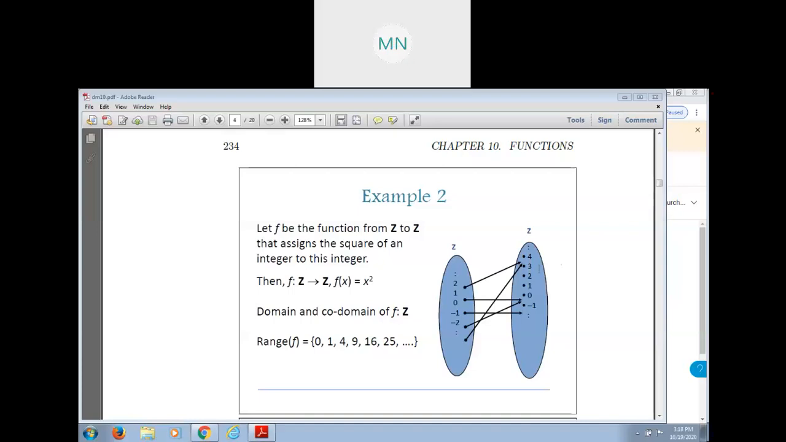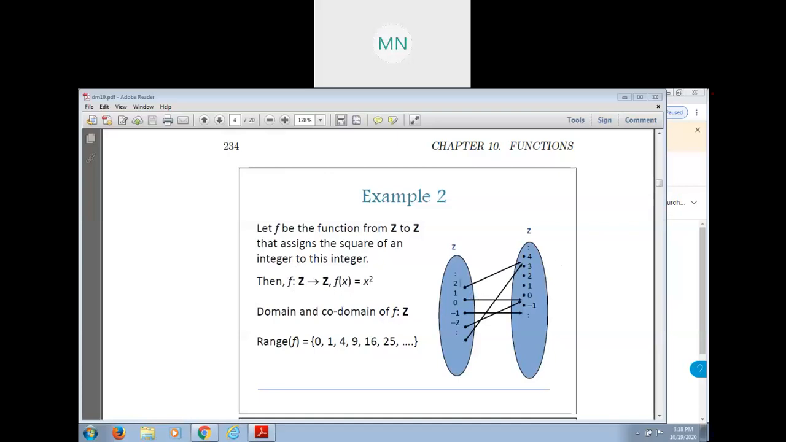So here f is a function from Z to Z, and don't confuse: the first set is always the domain. Suppose we have a function from Z to Z, then the domain of this function is Z, because in case of a function, the first set is the domain and the second set is the codomain. And the function is defined as f of x equals x square.